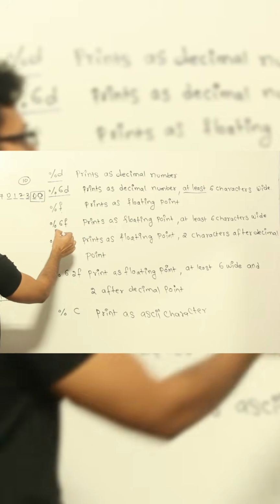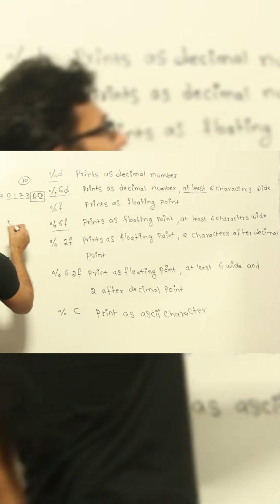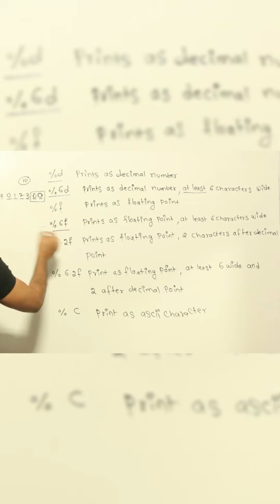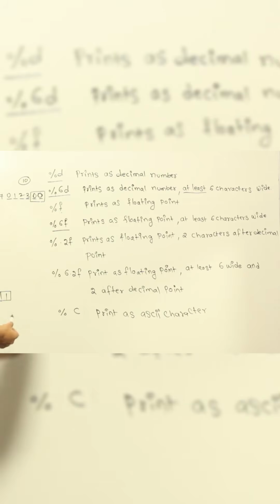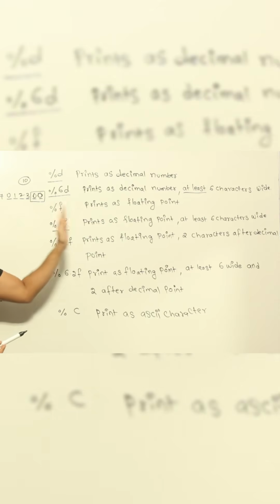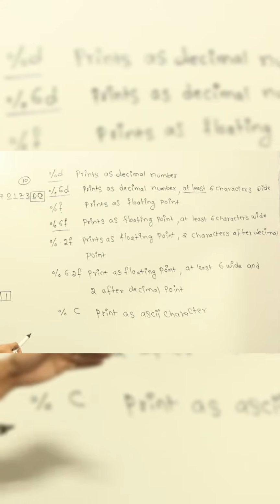And the same thing is for %6f as well, which means you display the floating point number in at least 6 characters. If the result that has to be displayed is less than 6 characters, then you leave spaces at the beginning of the number. That is the meaning of it.